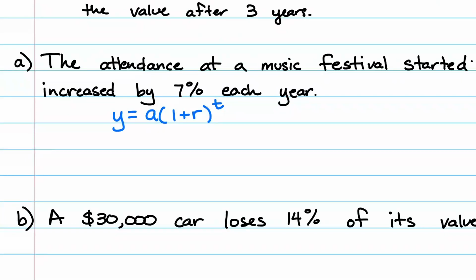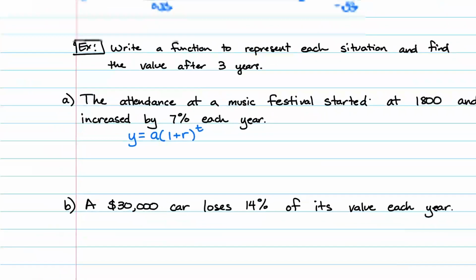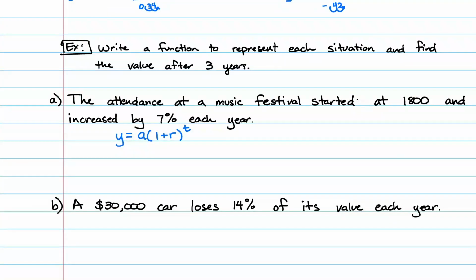First, I'm going to write the equation. Let's see if I can find some important numbers. I see this 1,800, and I know that this is going to be my initial amount. Remember that my initial amount is my A. The other thing I know is that it increased by 7% each year. This 7% must be my, in this case, growth rate. And growth rate is labeled as R.